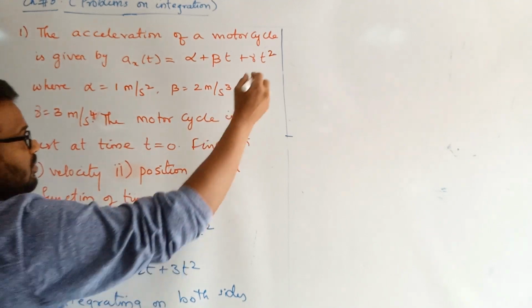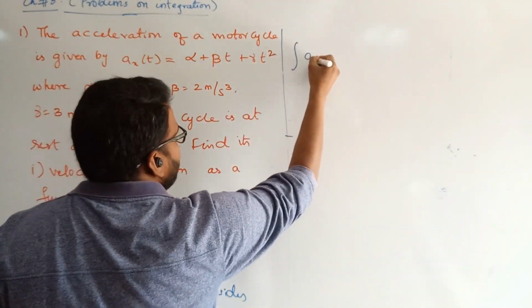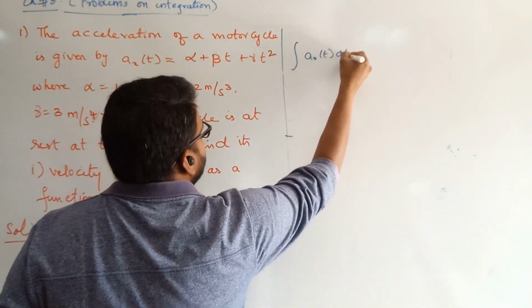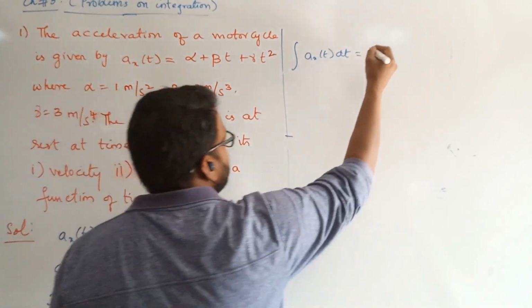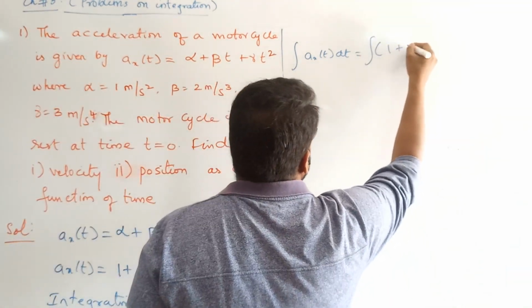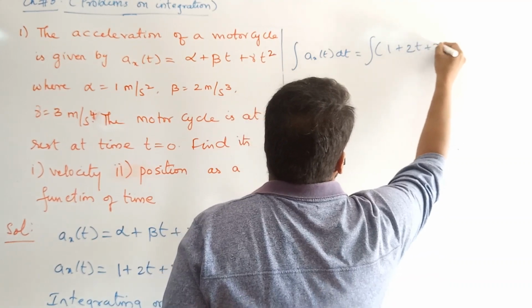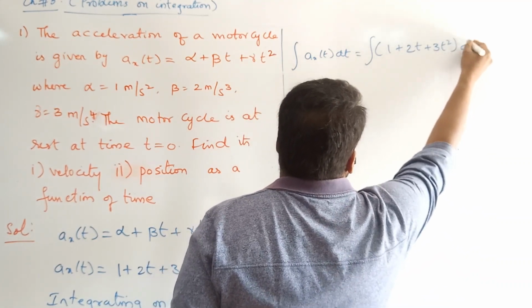Now this gives rise to, let me write here. You write like this: integral of a(t) dt. I am taking the integration symbol here, and you are integrating with respect to what? With respect to time, it's a function of time here. That is the integration of 1 plus 2t plus 3t square times dt.